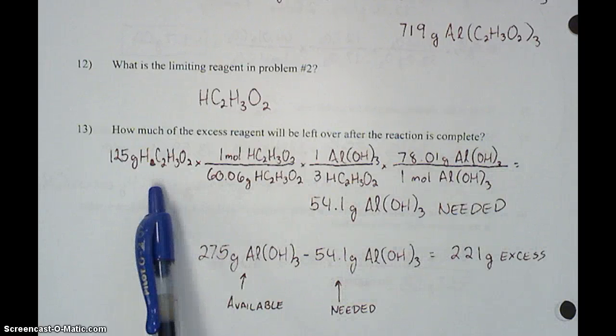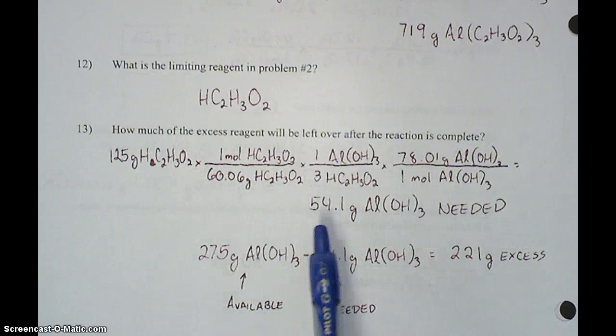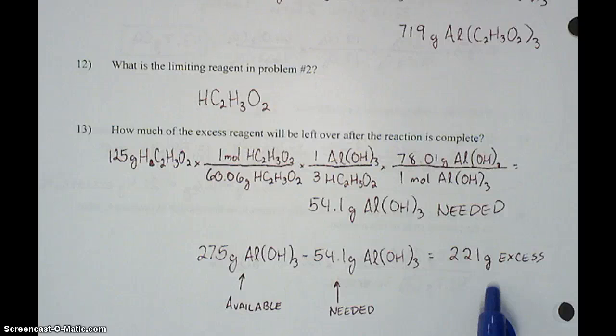And this tells us that if I want to use up all 125 grams of acetic acid, I'm going to need 54.1 grams of aluminum hydroxide. In the problem, we're told we have 275 grams of it available. So if I subtract what I need from that, I'll be able to determine how many grams of excess there are. That's how much will be left over after the reaction is complete.